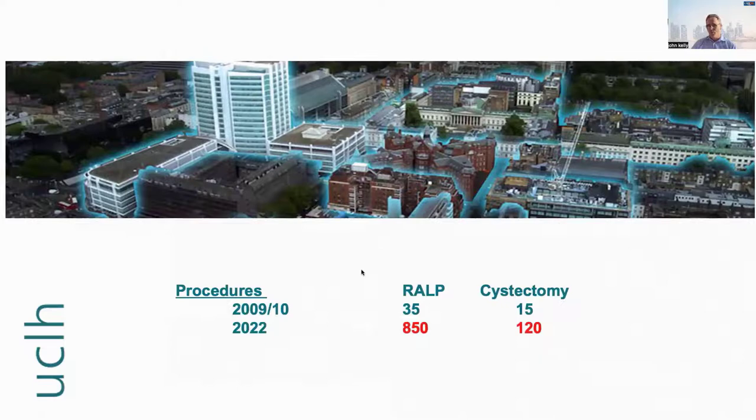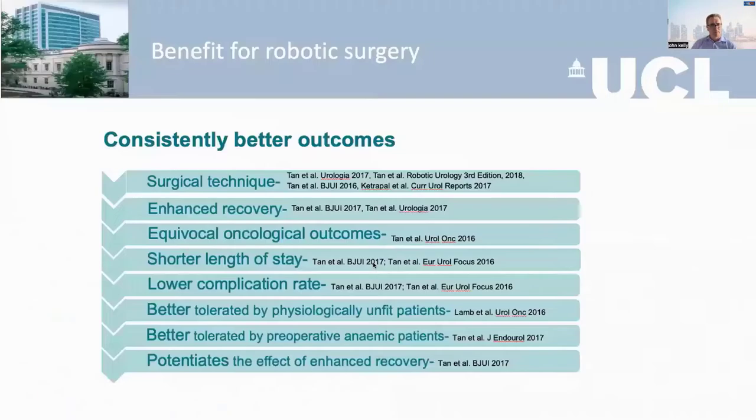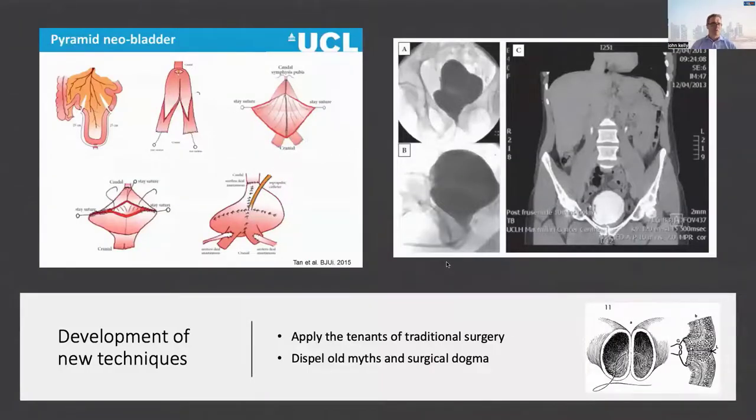And in 2009, we performed 35 radical prostatectomies and 15 cystectomies. And now today, we perform about 850 radical prostatectomies and 120 radical cystectomies. This volume has enabled us to consistently audit and show our outcomes. And in terms of robotic surgery, we have consistently shown better outcomes for patients undergoing the new techniques that we've developed: the enhanced recovery, equivalent oncological outcomes, lower complication rates, shorter length of stay, better tolerated in physiologically unfit patients. Indeed, we have developed our own techniques for continent diversion, and we've measured and audited these.